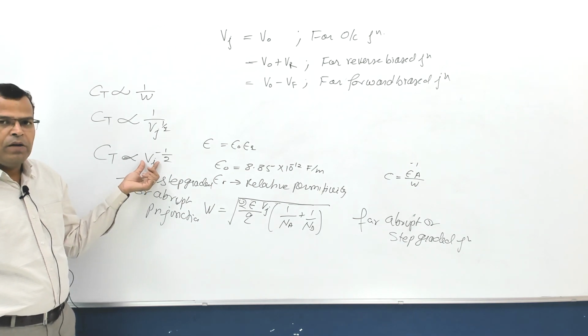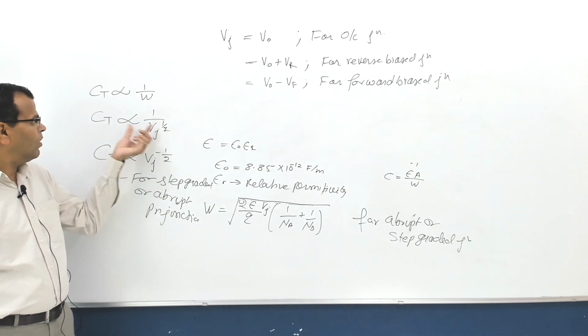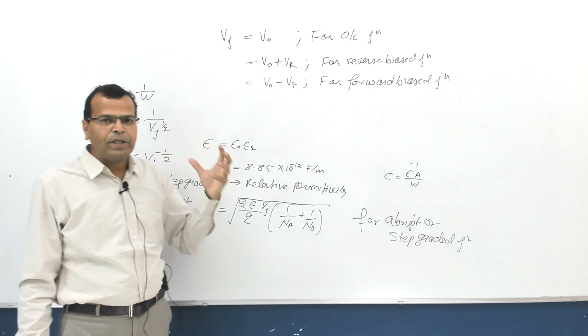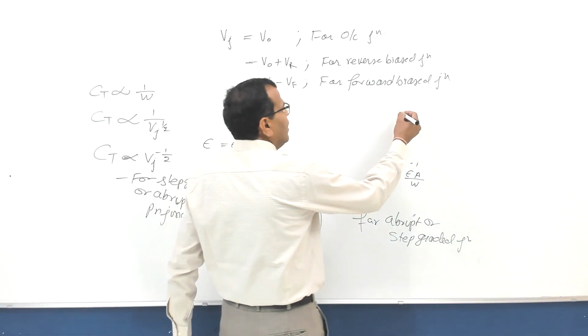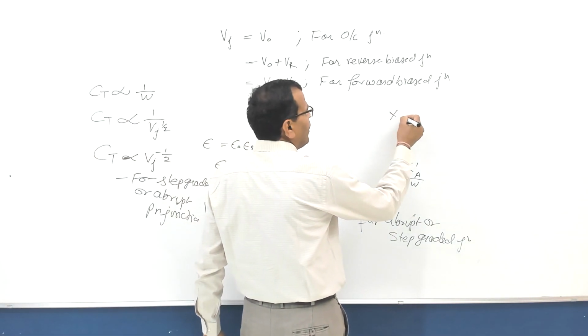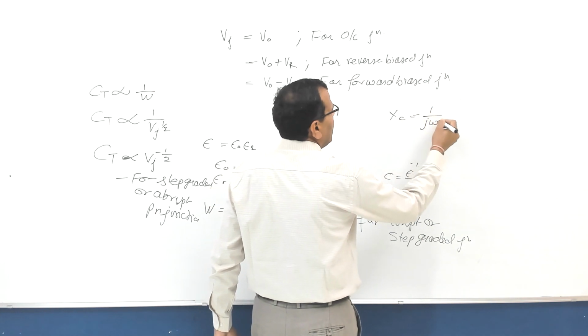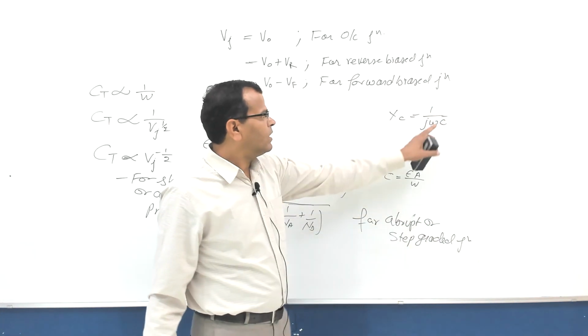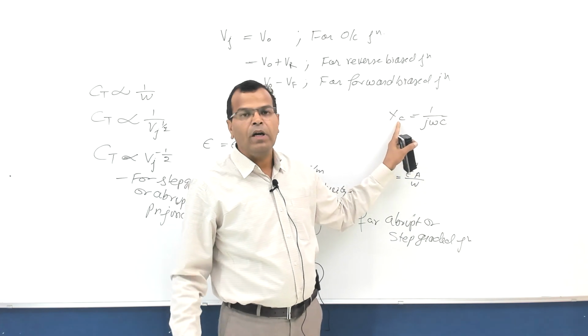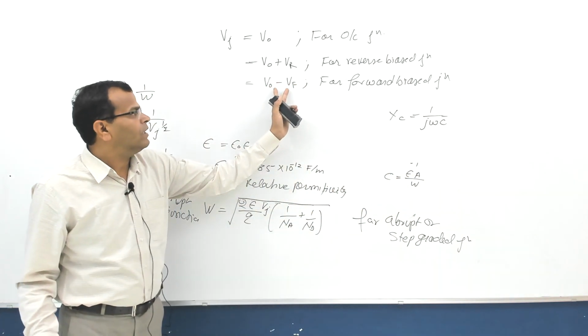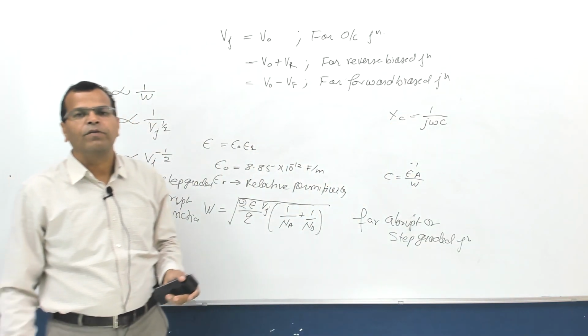If this is small, this will be large. So the capacitance, please do remember, what is the reactance of a capacitor? 1 by j omega C. So smaller is the value of C, larger will be the reactance. So for this, larger will be the reactance, forward bias.